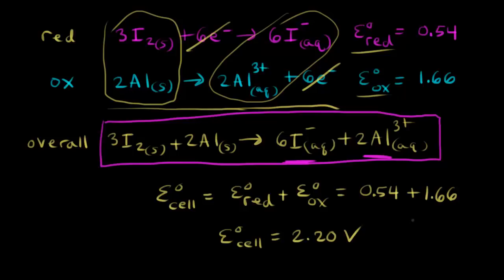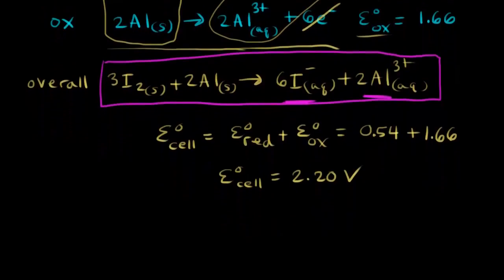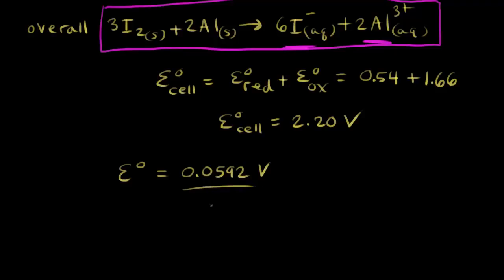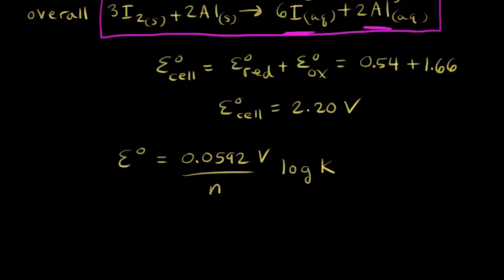2.20 volts. All right, now that we've found the standard cell potential, we can calculate the equilibrium constant. We can use one of the equations we talked about in the last video that relates the standard cell potential to the equilibrium constant. I'm going to choose one of those forms: E0 is equal to 0.0592 volts over N times log of the equilibrium constant. Again, this is from the previous video. The standard cell potential is 2.20 volts, so we're going to plug that in over here.